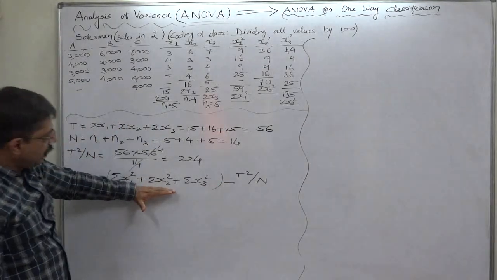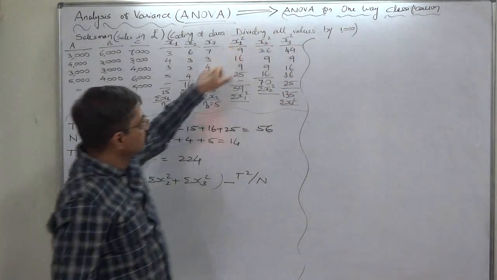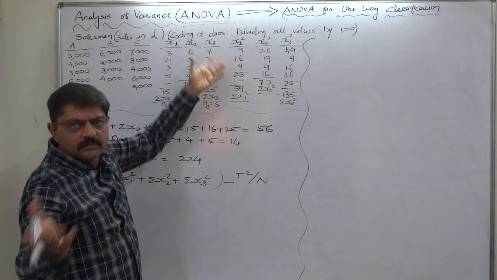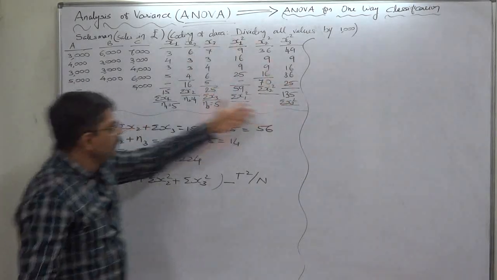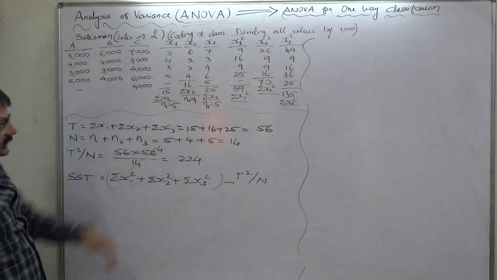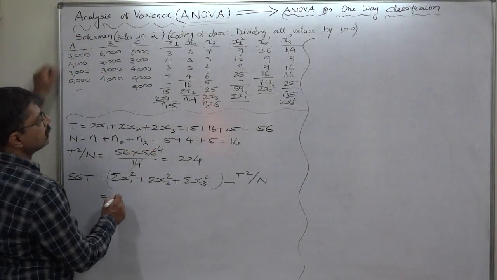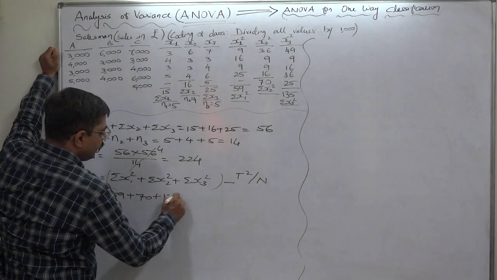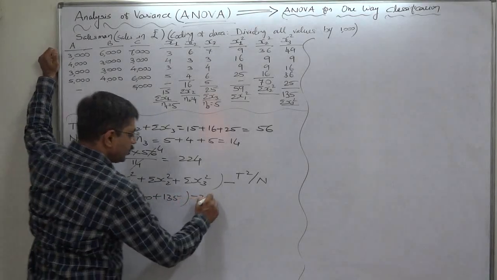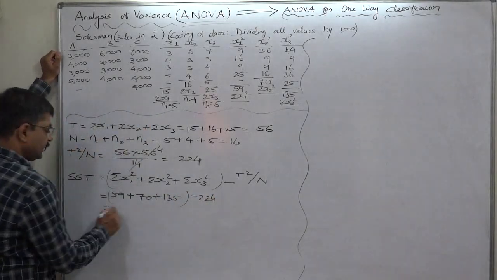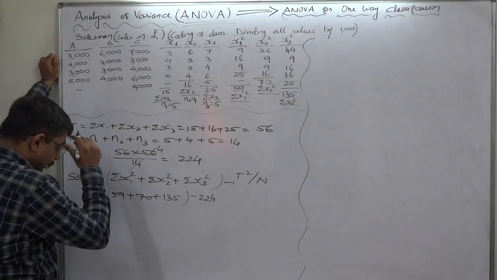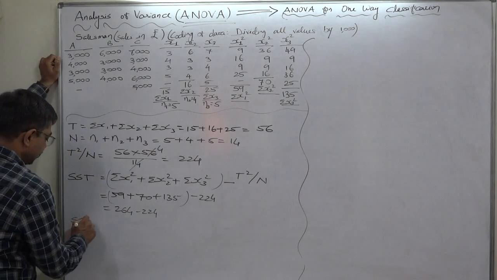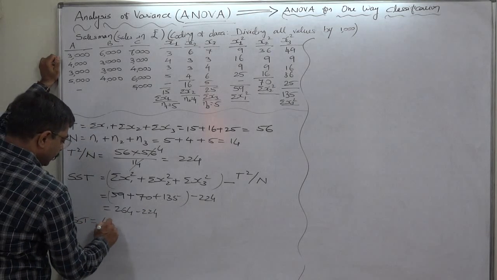To get this amount easily, using the squared statistics, it is 59 plus 70 plus 135 minus 224, that is 205 plus 59, 264, minus 224. So SST comes to 40.